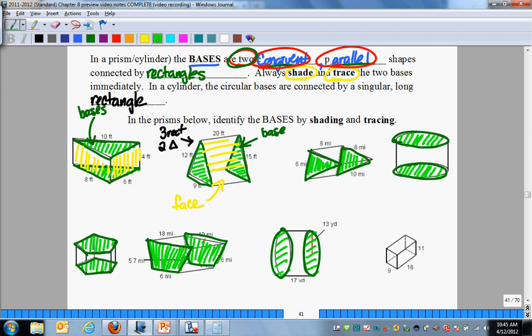Now, these rectangles get a little bit tricky here. Our bases are 2 congruent parallel, exclusively congruent, would be these 2 would be our bases, connected by congruent rectangles. I know the top and bottom there are congruent and parallel, but you technically have 4 congruent rectangles connected by 2 squares there, so that would be considered your bases. Identifying the bases and working with prisms and cylinders is a very critical skill.